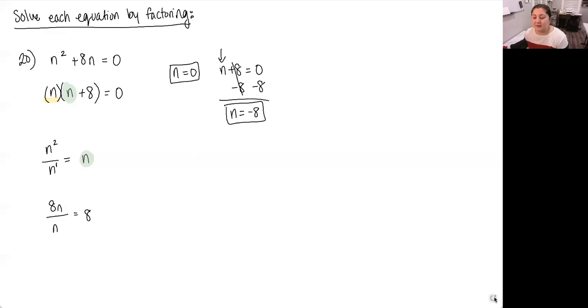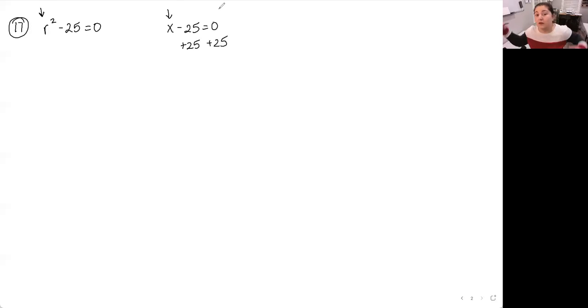The next problem that we're going to work with is problem 17. I love problems like problem 17. Problem 17 is super fun because I want to get r by itself. Normally, let's say I had x minus 25 equals 0. All I need to do to get x by itself is just add 25 on both sides, because whatever I do to one side, I have to do to the other.